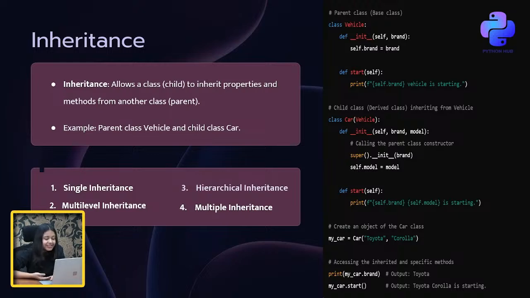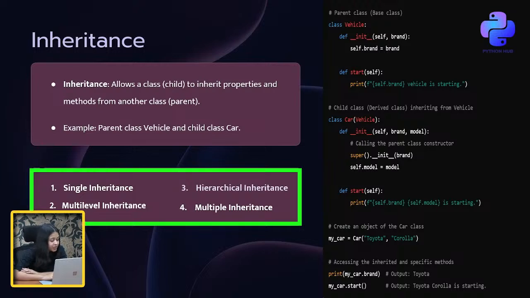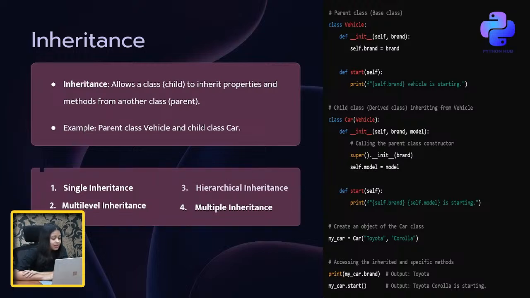Now, if you can see over here, we have types of inheritance. There are four types of inheritance mentioned: single inheritance, hierarchical, multi-level, and multiple inheritance. Let's have a look one by one. You can see I have a code snippet on the right-hand side where I have applied single inheritance. I am taking the car example and trying to apply it to the example we took in the beginning of the session.